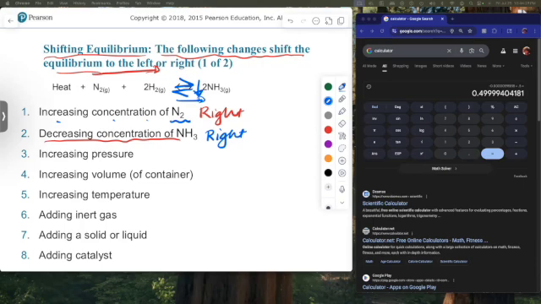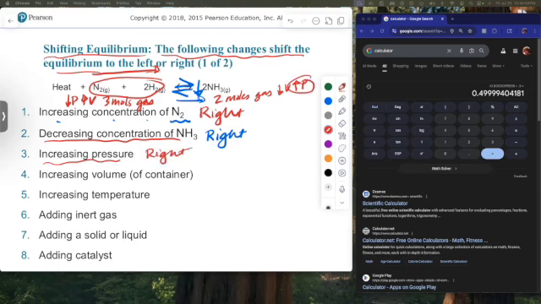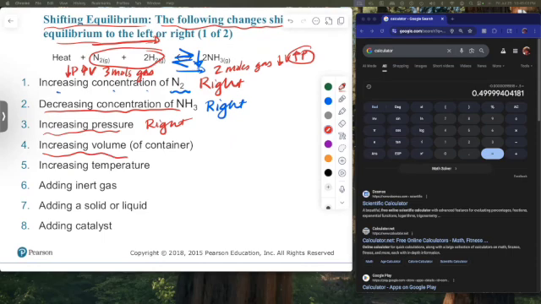Next one, increasing pressure overall. The left side has 3 moles of gas. That goes with greater volume and lower pressure. The right side has 2 moles of gas, lower volume, greater pressure. Pressure and volume are inversely proportional. So when we increase pressure, it will shift to the right because this prefers higher pressure. Increasing volume will shift left because higher volume goes to the left side.